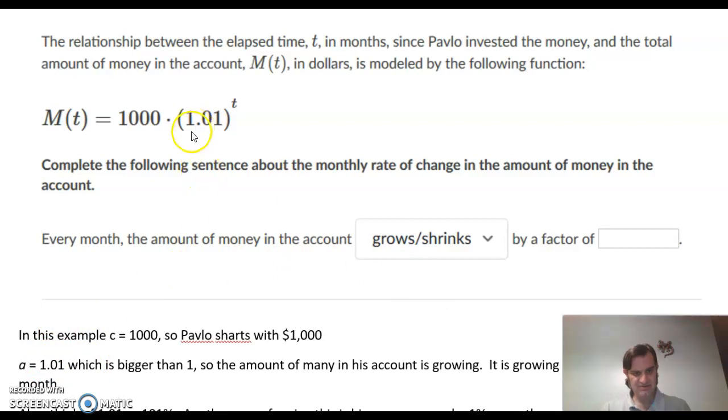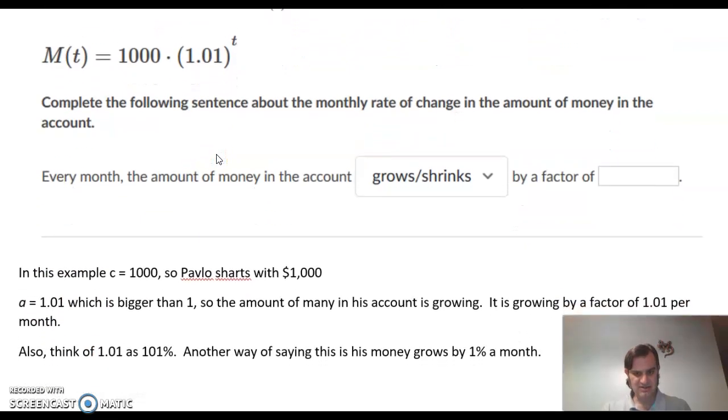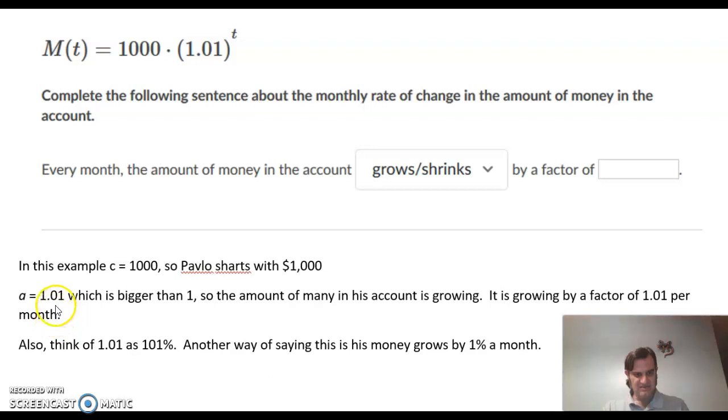But a little bit more interpretation of that 1.01. That's the a value, but you can think about the 1.01 similar to 101%. What that means is he's keeping the original 100% of his money that he started with, and he's adding an additional 1% to it. So the multiplying factor here is 1.01 or 101%. But what's actually happening is he's gaining 1% per month.